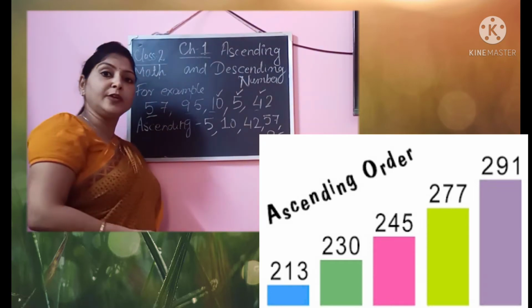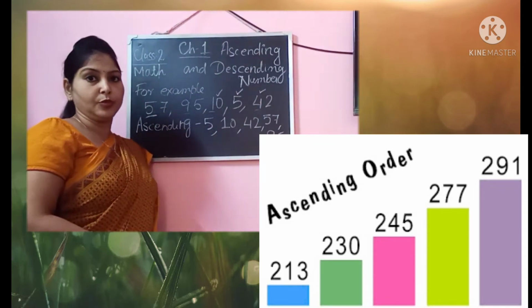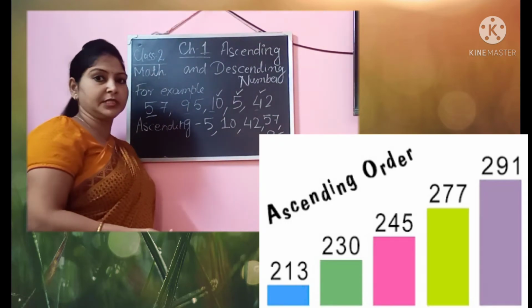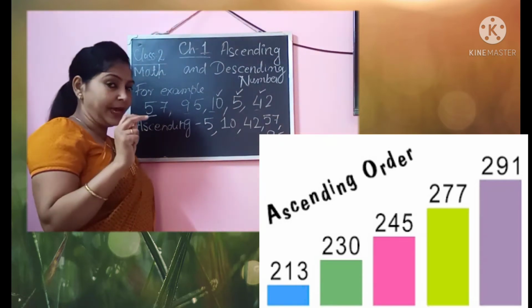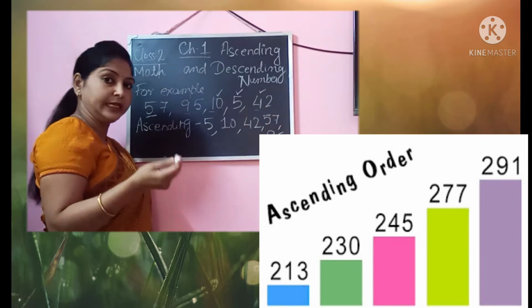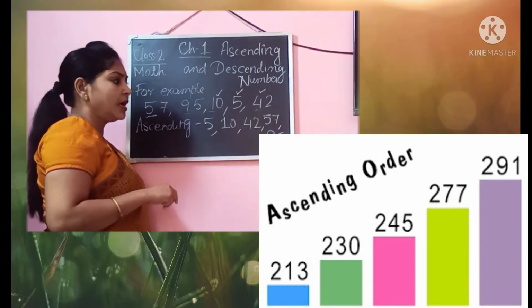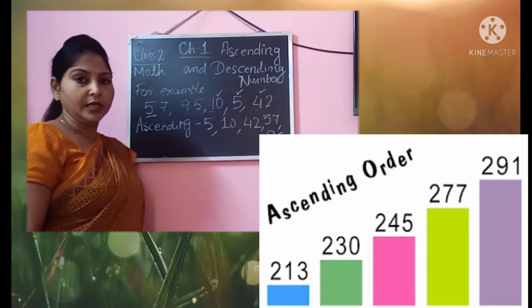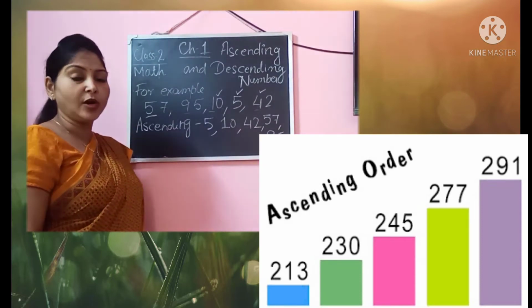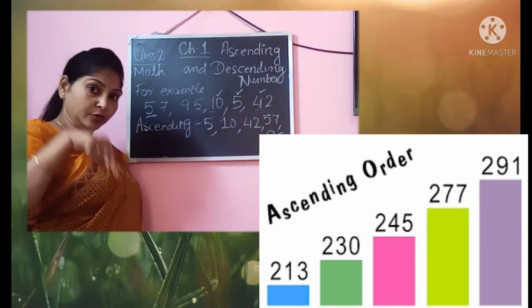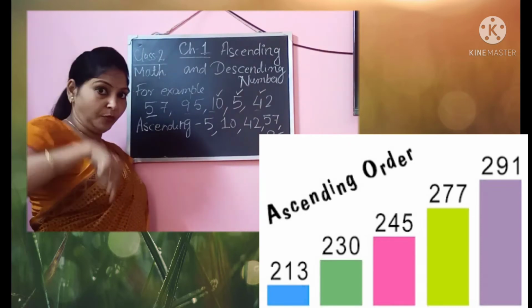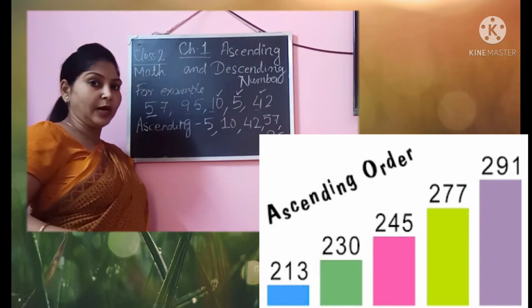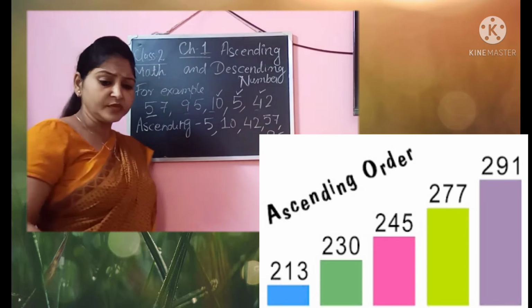Same thing we can do for 3-digit numbers also. In your book 3-digit numbers are given and you have to compare and write them in the ascending order. Now what if we have to write the same numbers in the descending order? So what have we learned? Descending order means from big to small, from top to bottom, up to down. Okay. So we'll do that.